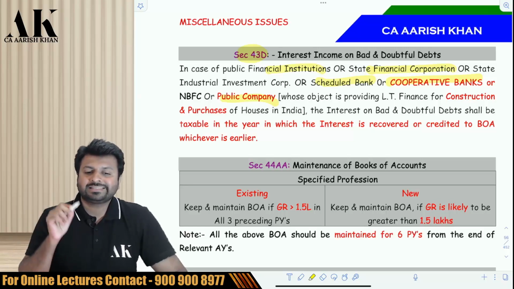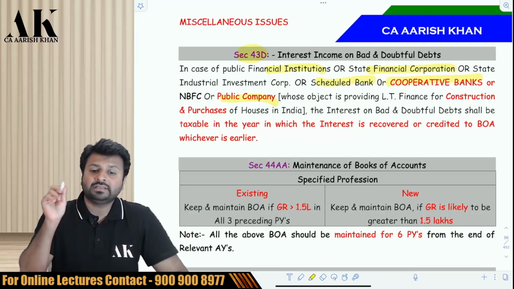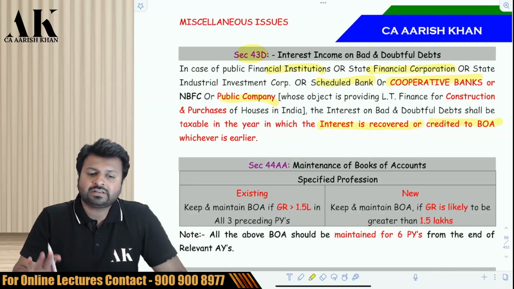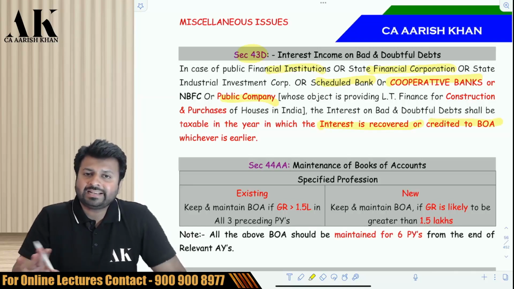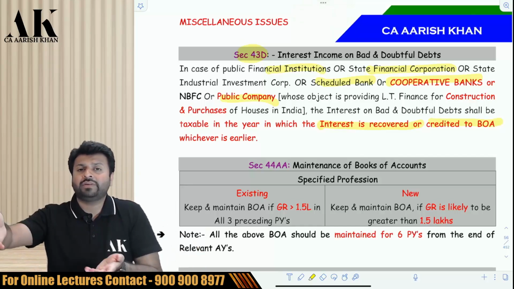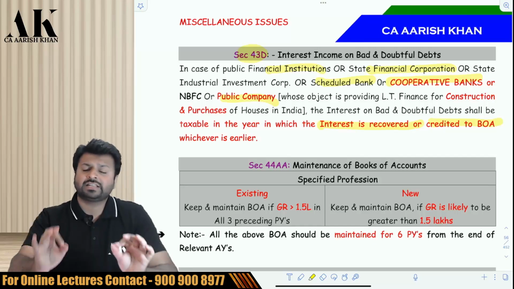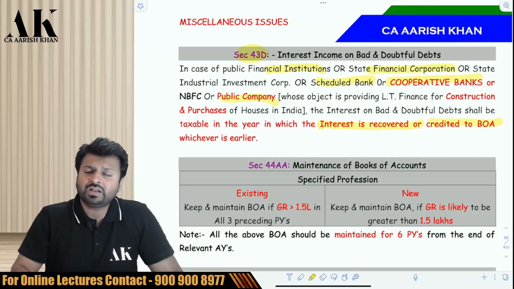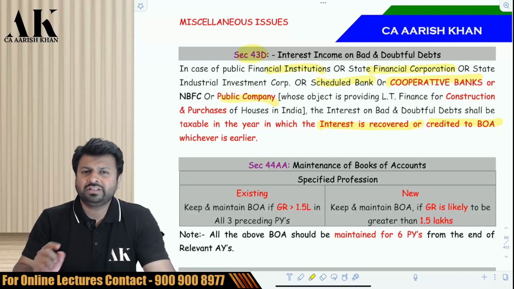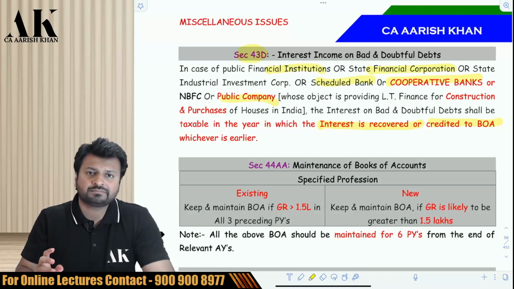Here it is said that it will be recognized as income in the year in which it is credited to the books of accounts or it is recovered by the bank, whichever is earlier. So till that time, you did not have to recognize it every year. It will be recognized when it is credited to the books of accounts or when it is actually received from the customer, whichever is earlier. In that year, you have to recognize that as your income. Till that time, you don't have to recognize that as an income. Okay. And this benefit is only for certain banks and financial institutions.